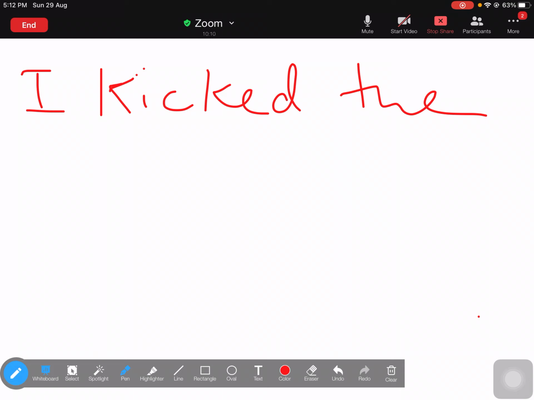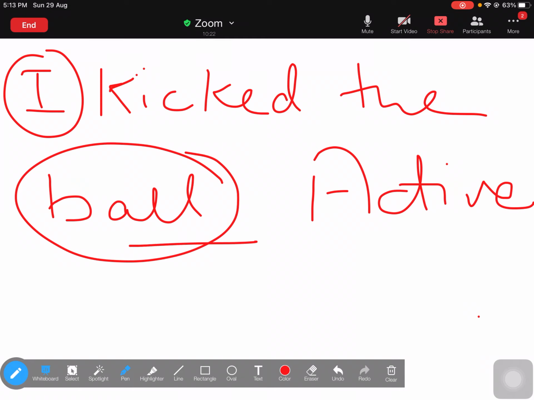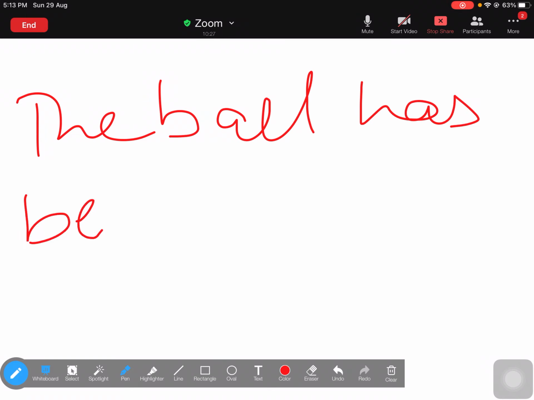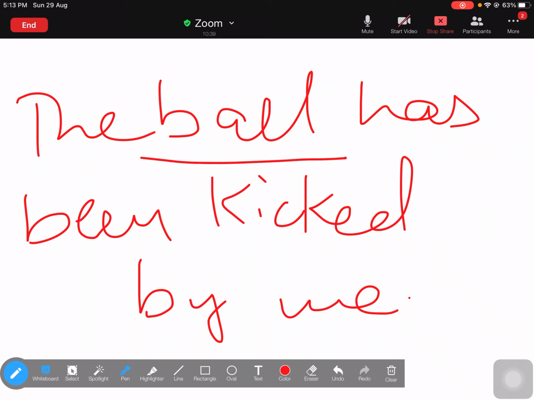Anyway, I kicked the ball. I am doing the action, that is the subject, and the ball is getting kicked. So now this is an active voice. Why? Because of course the ball cannot kick itself. But when I say the ball has been kicked by me, here the ball is behaving as the subject because it's showing that the ball is doing the action. What action? Being kicked. But here of course the ball cannot kick itself. So now this is the passive sentence.